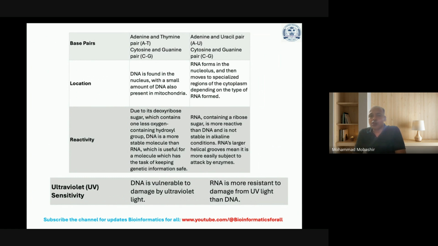DNA is a more stable molecule than RNA, which is useful for a molecule which has the task of keeping genetic information safe. RNA, containing a ribose sugar, is more reactive than DNA and is not stable in alkaline conditions. RNA's larger helical grooves mean it is more easily subject to attack by enzymes. Ultraviolet sensitivity: DNA is vulnerable to damage by UV light, while RNA is more resistant to damage from UV light than DNA.